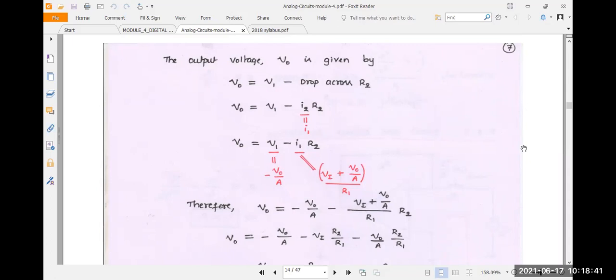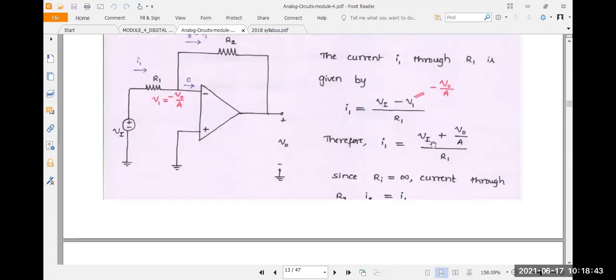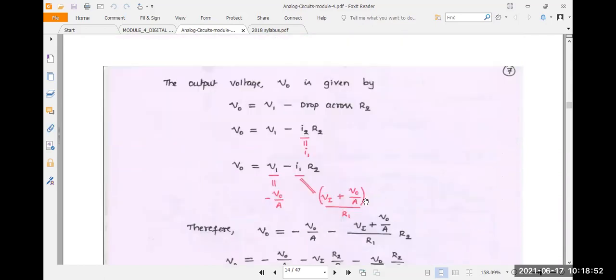What is I1 here? How much you got I1? See here, this is the I1 equation: Vi plus V naught by A divided by R1. Same thing you substitute in the output voltage equation here. I1 is equal to what here? Vi plus V naught by A divided by R1.